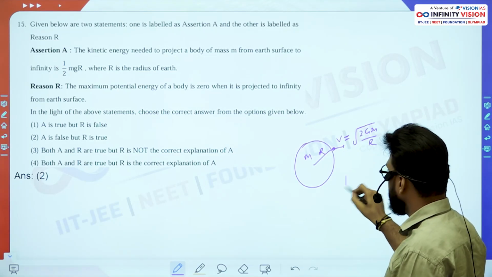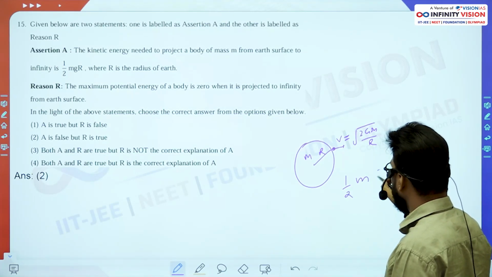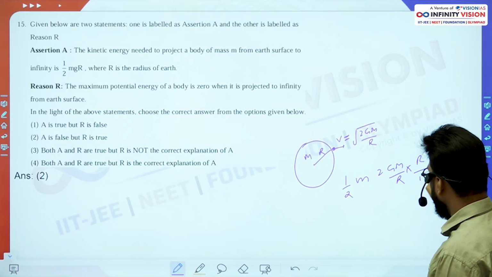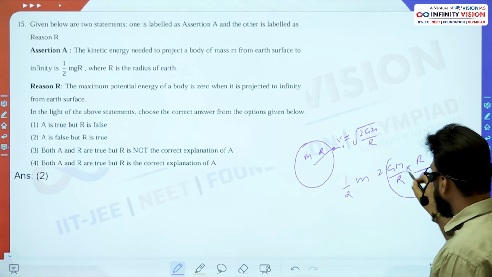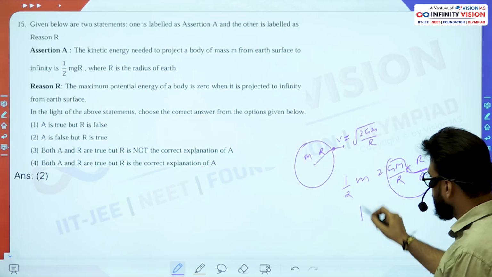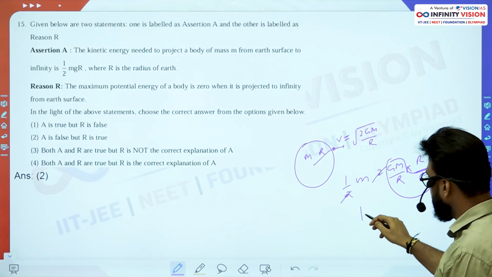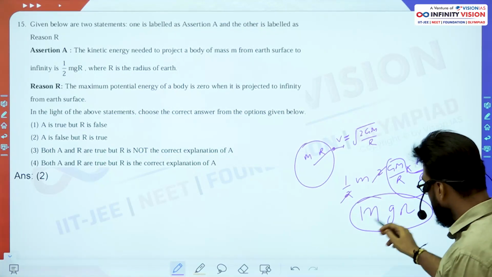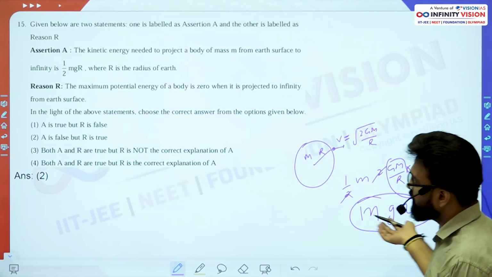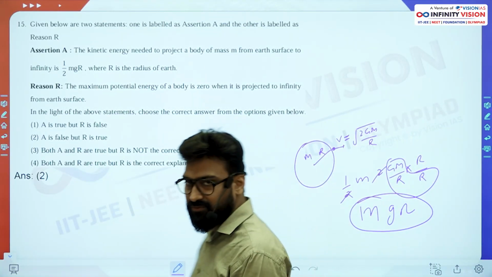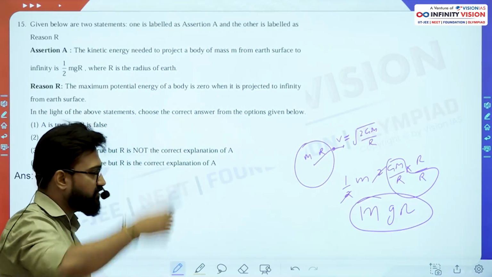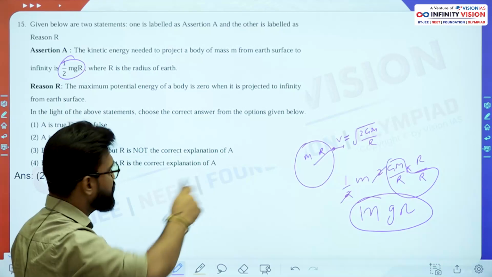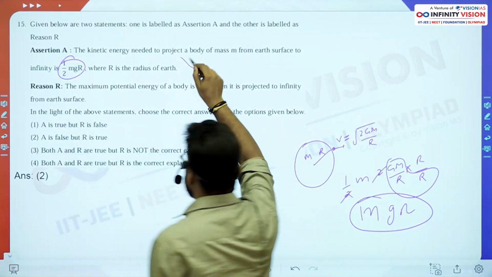So the kinetic energy would be equivalent to half m v square, which is 2GM by R. If I multiply with R over R, here GM by R square is nothing but acceleration due to gravity. 2 is gonna cancel out. You will get m small g into R. So this small mgR is the energy needed so that it will overcome gravity and go to the infinite place. So it is not half mgR, it is mgR. Okay, so this statement is wrong.